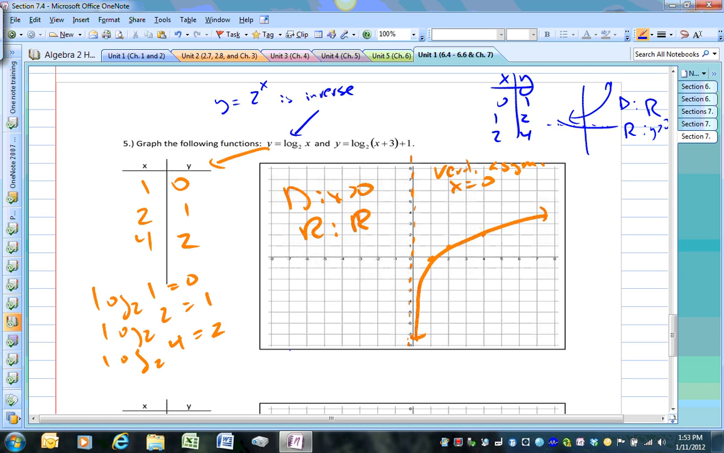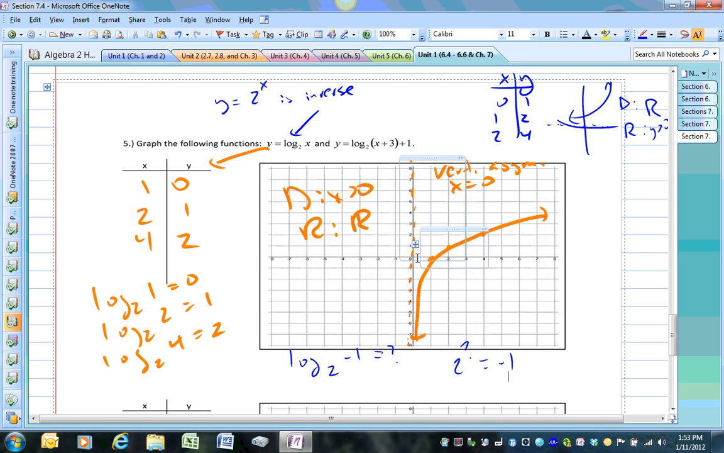And also, think about it, we can't do log base 2 of negative 1, because then you're saying 2 to some power equals negative 1. That's impossible. How can we make that happen? So that's why we're going to have a vertical asymptote now, or there's going to be restrictions on the x values.